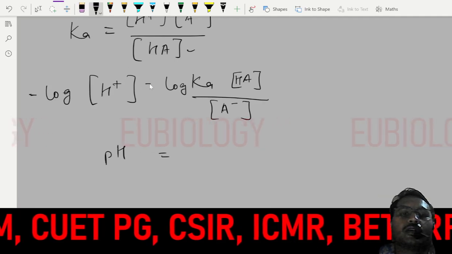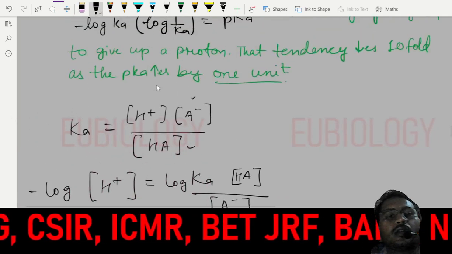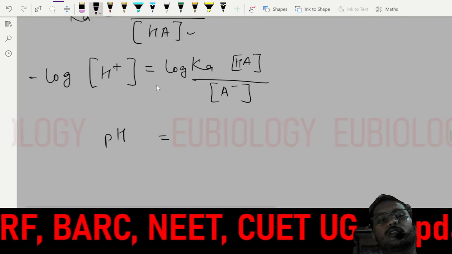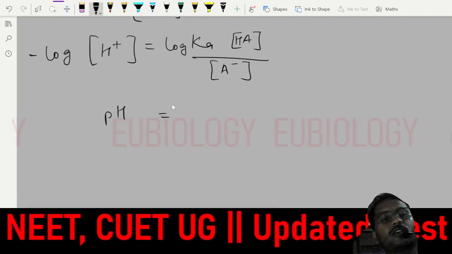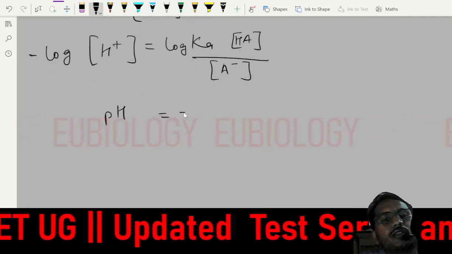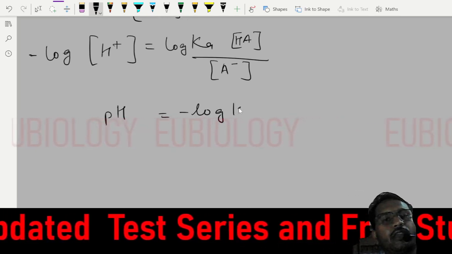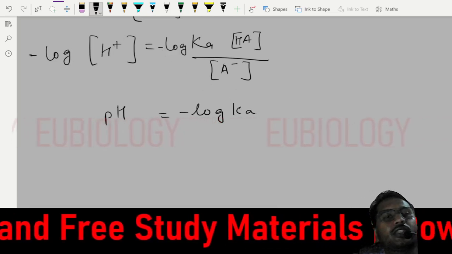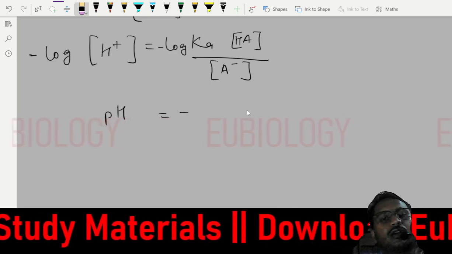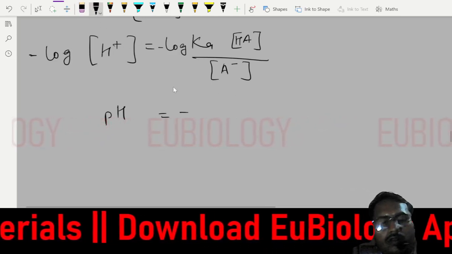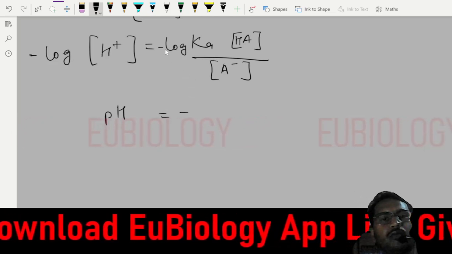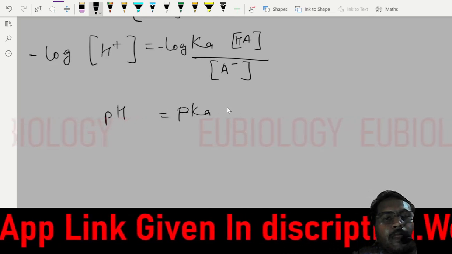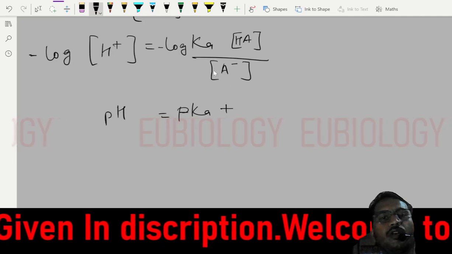So minus log of H plus will be the pH, and minus log of K will come here. And minus log of K is what? Minus pKa, you can write. Minus log of K is pKa. The whole unit was in the minus.